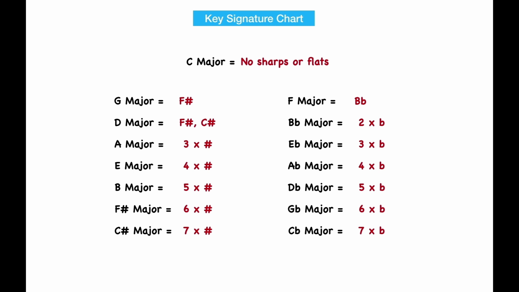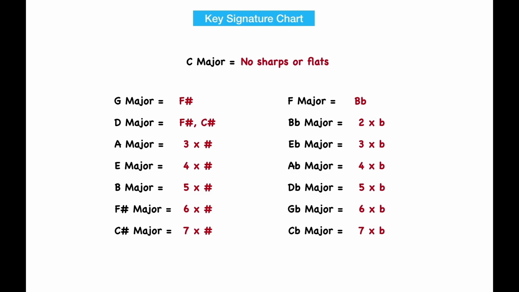And if we look over to the flats, we've already learned our F major, which has 1 flat, the B flat. And then you've got B flat major has 2 flats, and so on until you get to the C flat major, which has 7 flats in it.